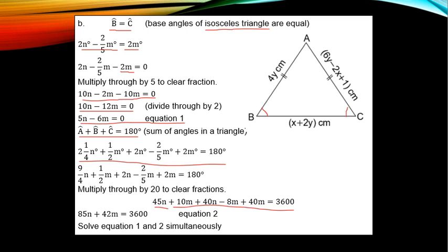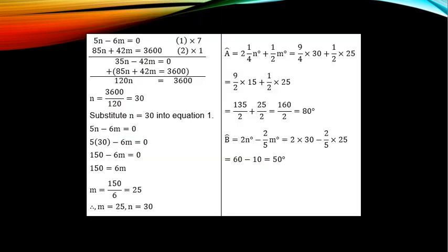42m equal to 360. There's no common term that can divide through, so we call this 85n plus 42m equal to 3600, equation 2, and we solve both equations simultaneously. So you have equation 1 and equation 2.